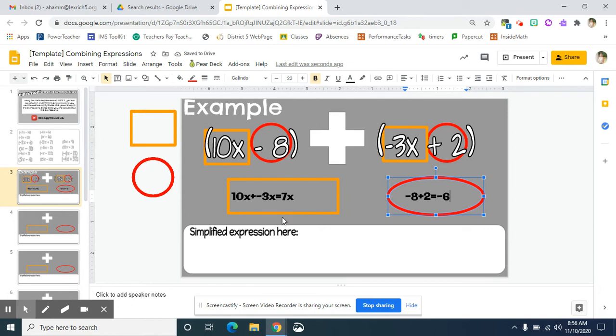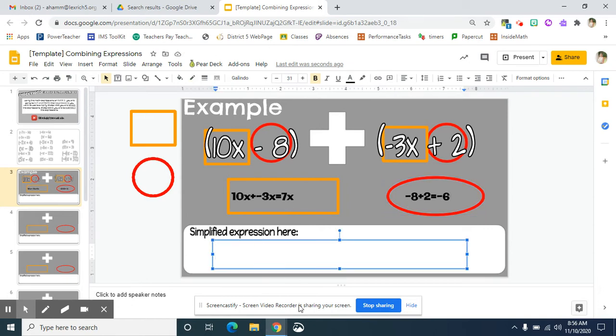And then down here, we're going to combine them since we're adding. So you're going to put 7x plus negative 6. And that's the simplified expression. Now we can't add these together because they are not like terms. This one has a variable and this one is a constant.